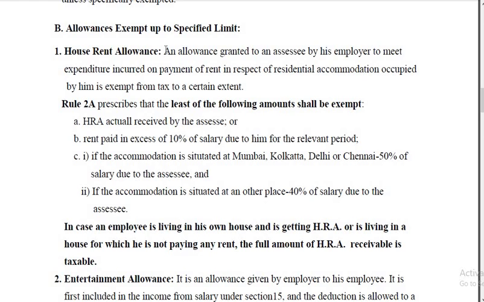Number A, HRA actually received by the assessee. This is one clause or one condition. Or rent paid in excess of 10% of salary due to him for the relevant period. Third one, if the accommodation is situated in one of the metropolitan cities like Mumbai, Calcutta, Delhi or Chennai, 50% of salary due to the assessee, of course, once again during the relevant period.